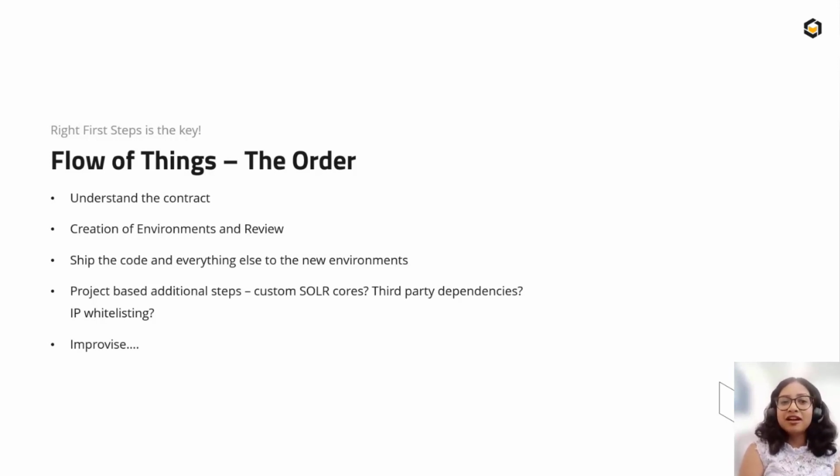And then last but not least, is there something special? Because every project, every Sitecore installation is special in its own way, right? There might be different third-party dependencies, custom Solr cores, or whitelisting required. So it's very important that you make sure all those bells and whistles work properly when you are about to deploy, and have a solid plan for each of those.